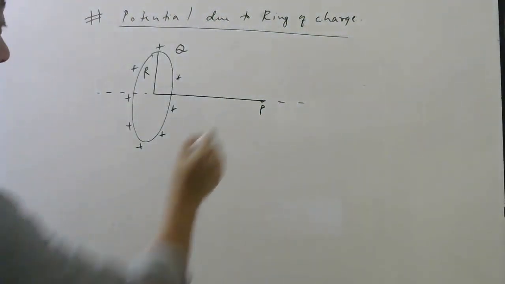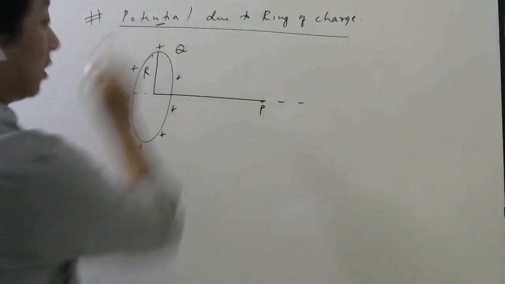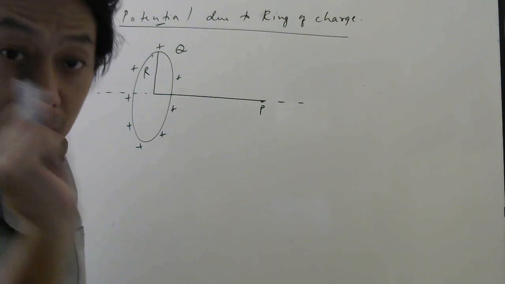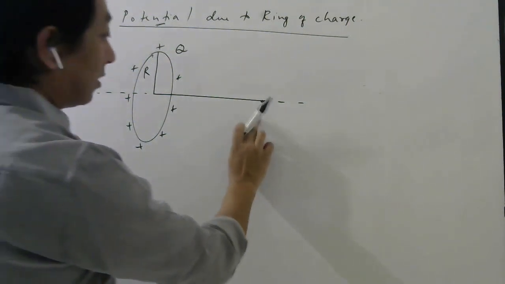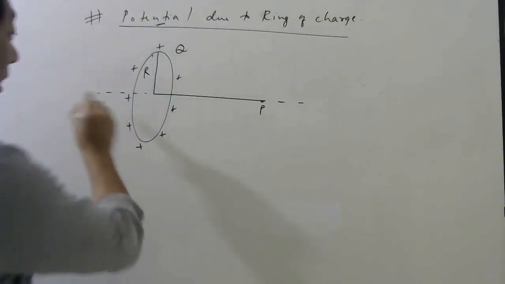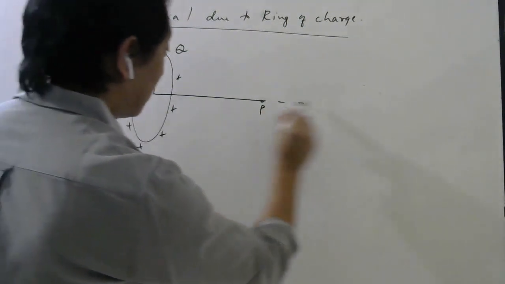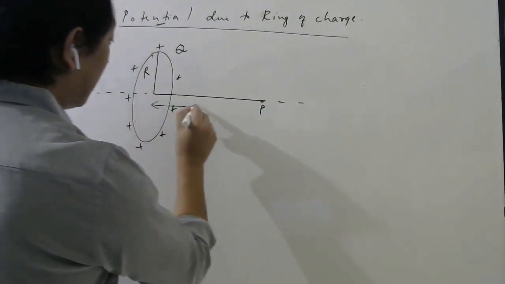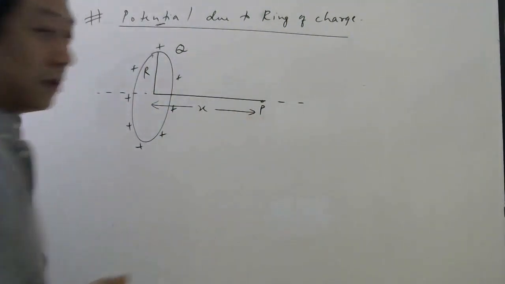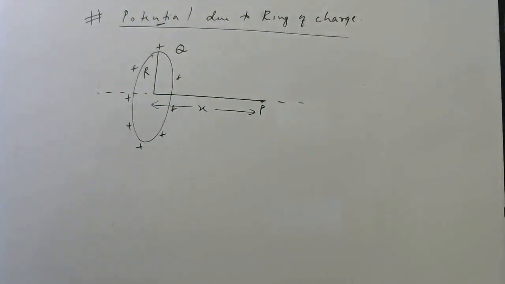The point where I want the potential is always calculated at a point. So if I want the potential at this point, it lies on the axis of the ring at some distance, let us say x. Then how will I write the potential now?